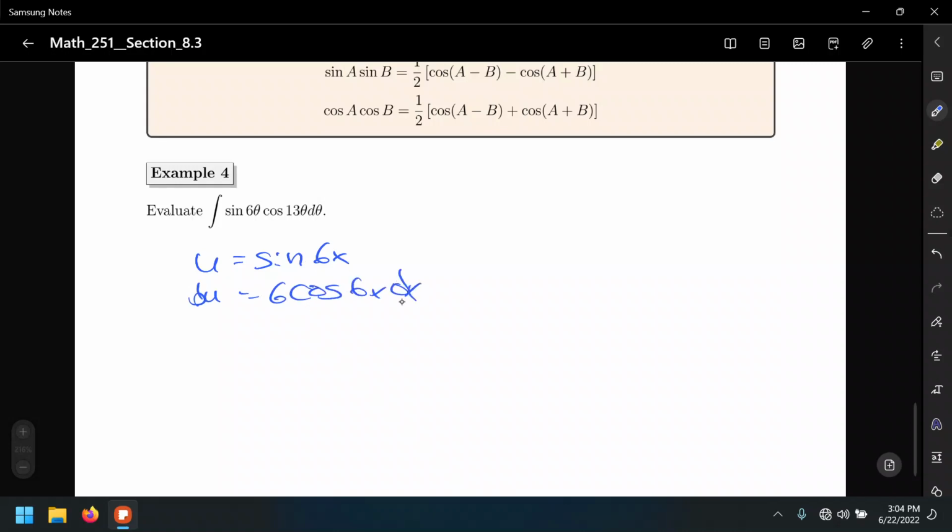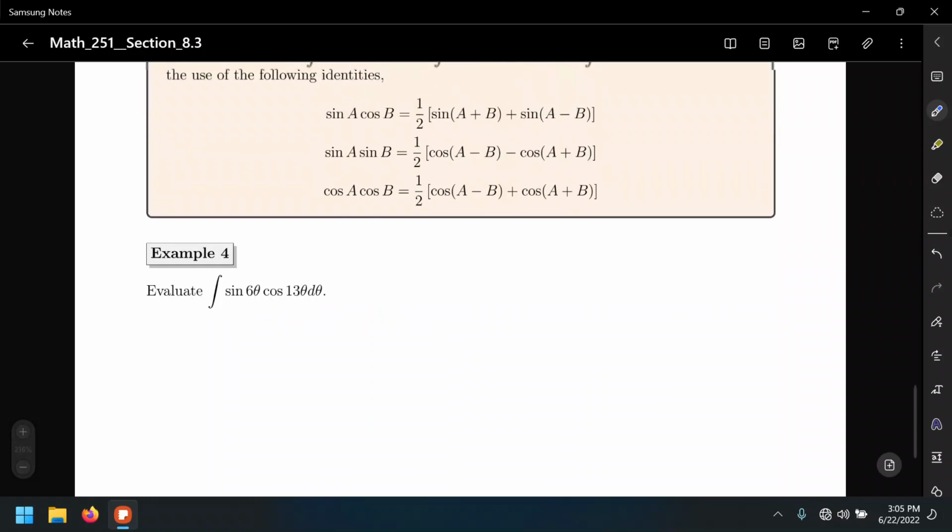But wait a minute, when we try to compare this with what we have in our integrand, yes, we have a cosine function, don't we? But what's different in this case? They have different angles, right? If these were 6θ also, perfect. u du, general power rule, and we're done. However, no, we need to work with this function first. So it's not going to work like this.